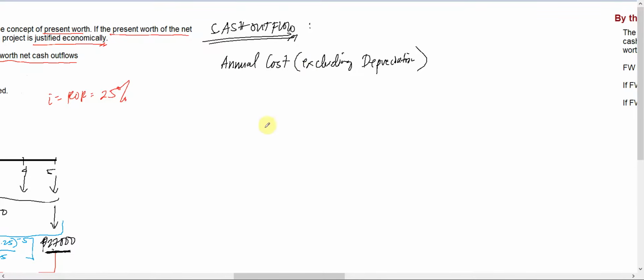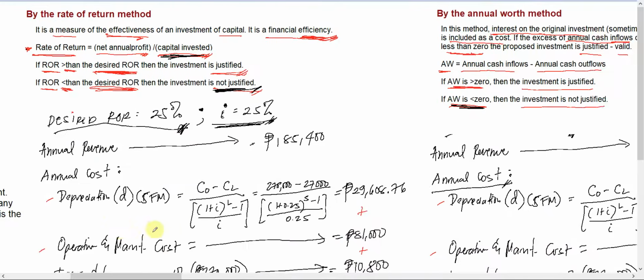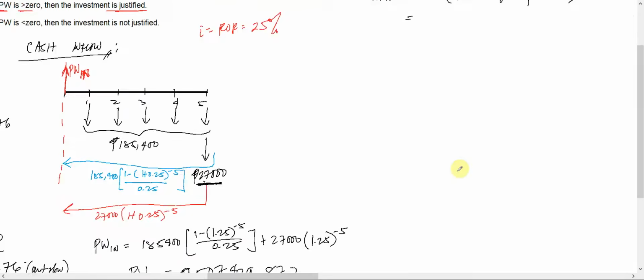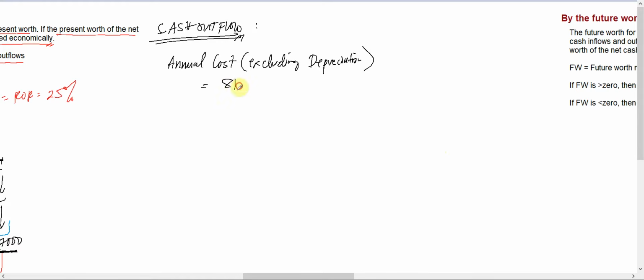And kung titingnan natin, ang annual cost natin dito will be equal to, punta natin yung sa rate of return, yung depreciation, operation cost, and taxes and insurance. And sabi natin, hindi natin sinasama si depreciation. So, yung annual cost na lang natin doon is the operational cost or the maintenance cost na 81,000 plus the taxes and insurance na 10,800. So, yun na lang yung ano natin dito. No? Annual cost, 81,000 plus 10,800. So, that is 91,800. So, that is yung annual cost. Yan na lang yung annual cost natin.